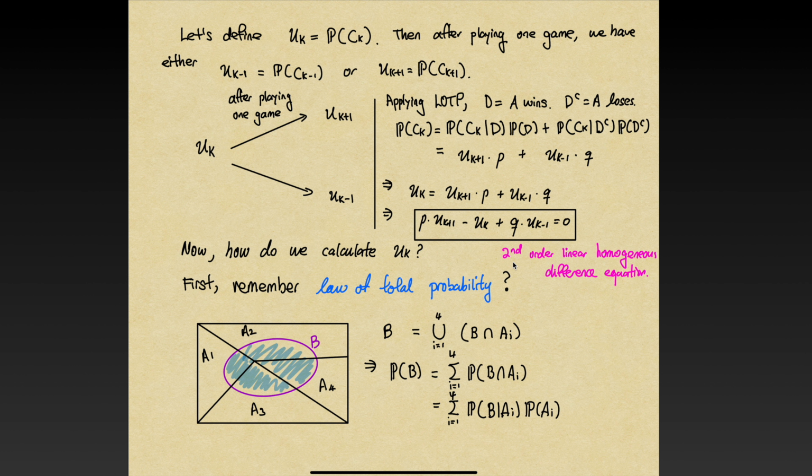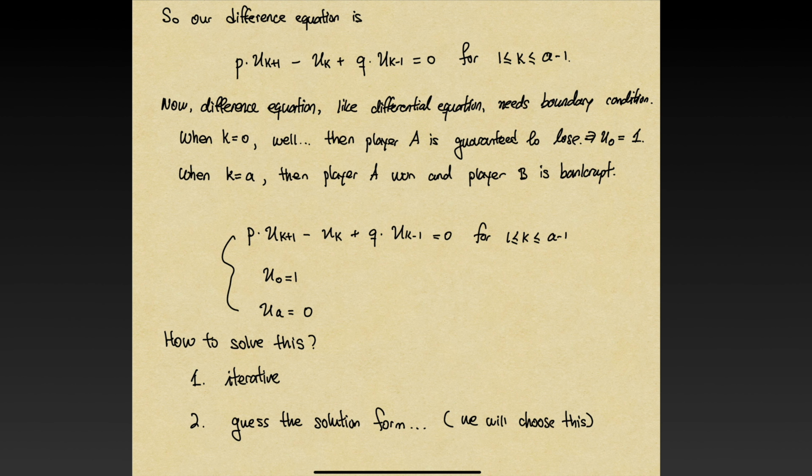Why is it second order? Well, what's the time step here? K plus 1 minus k minus 1 will give us 2. So that's why we have a second order linear homogeneous equation. Okay, so here is our difference equation: p times U of k plus 1 minus U of k plus q times U of k minus 1 equals 0, and our k goes from 1 to a minus 1.